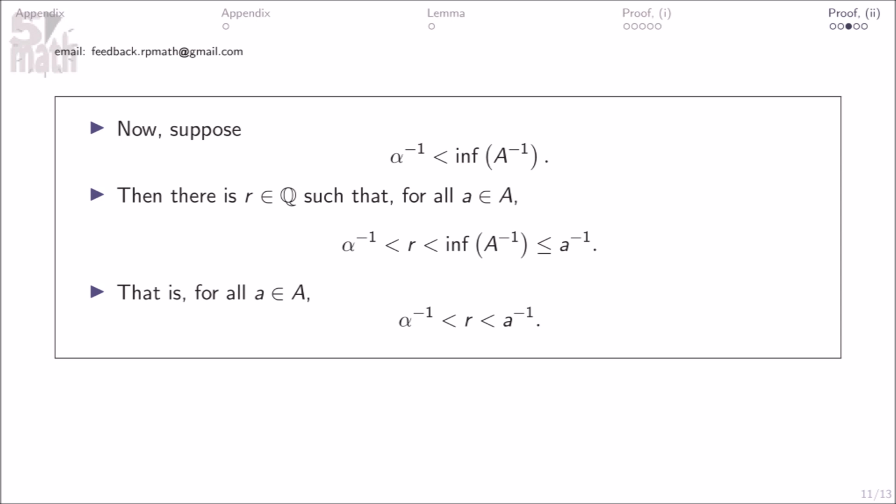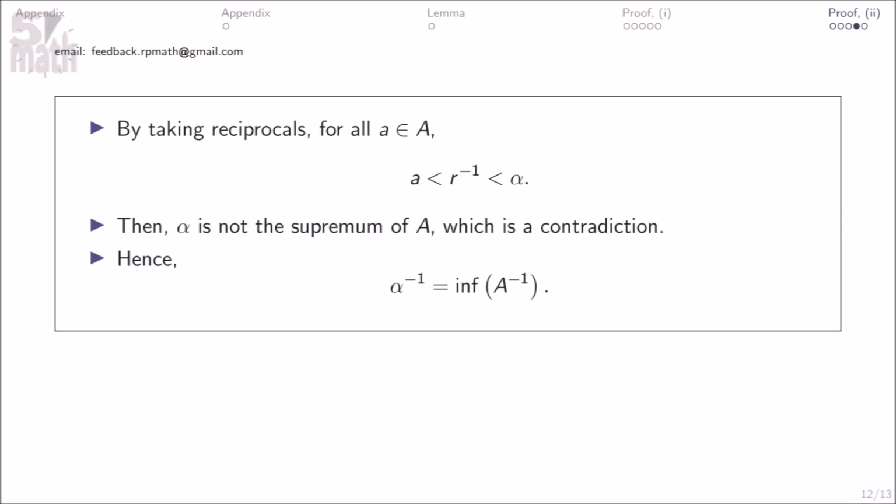Now, suppose alpha inverse is less than infimum big inverse. Then there is R in Q such that for all A in big, alpha inverse is less than R, which is less than infimum big inverse, which is less than or equal to A inverse. That is, for all A in big, alpha inverse is less than R, which is less than A inverse. By taking reciprocals, for all A in big, A is less than R inverse, which is less than alpha, then alpha is not the supremum of big, which is a contradiction. Hence, alpha inverse equals infimum big inverse.